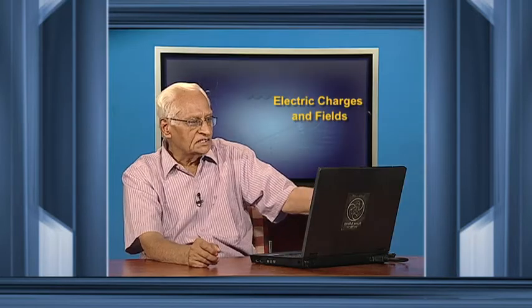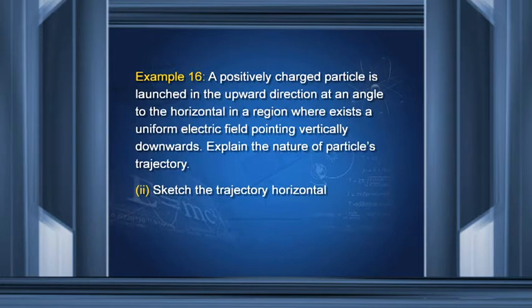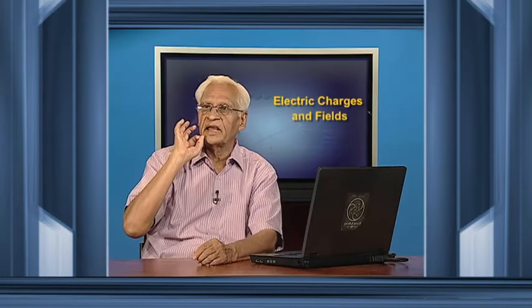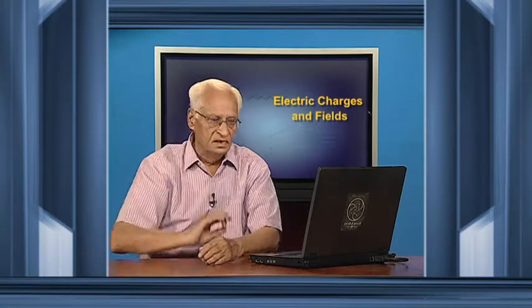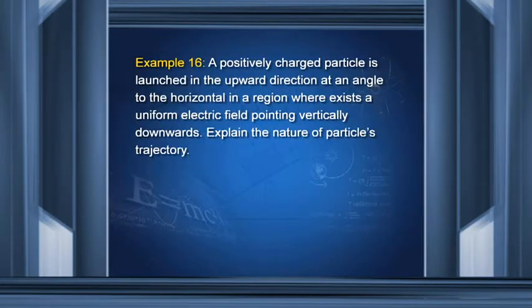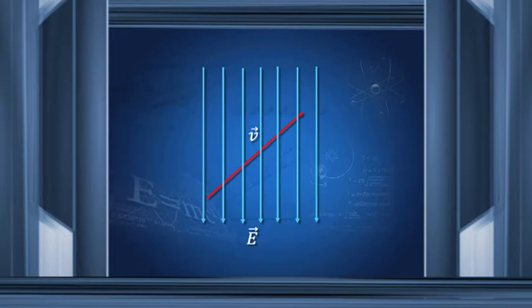A positively charged particle is launched in an upward direction at an angle to the horizontal. This, you see, we have a positively charged particle and I throw it like this, like a trajectory of the projectile. We will find that this trajectory has to be that of a projectile. So, this is the velocity. Electric field is like this.